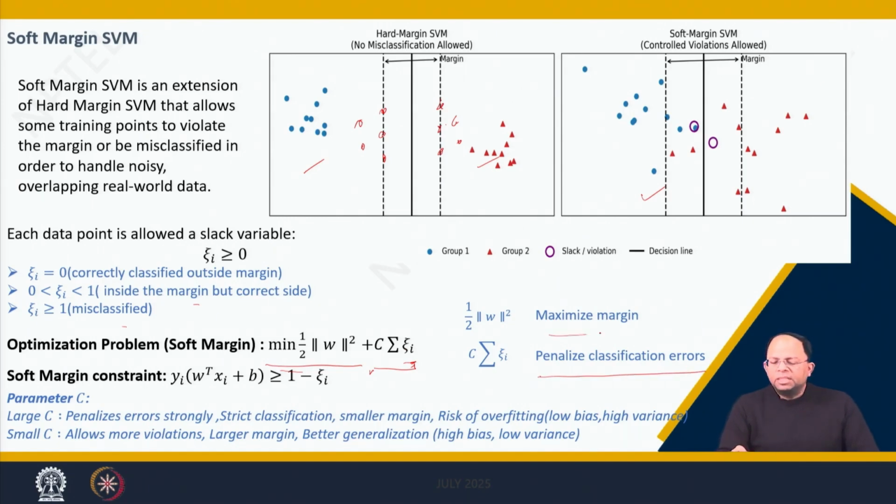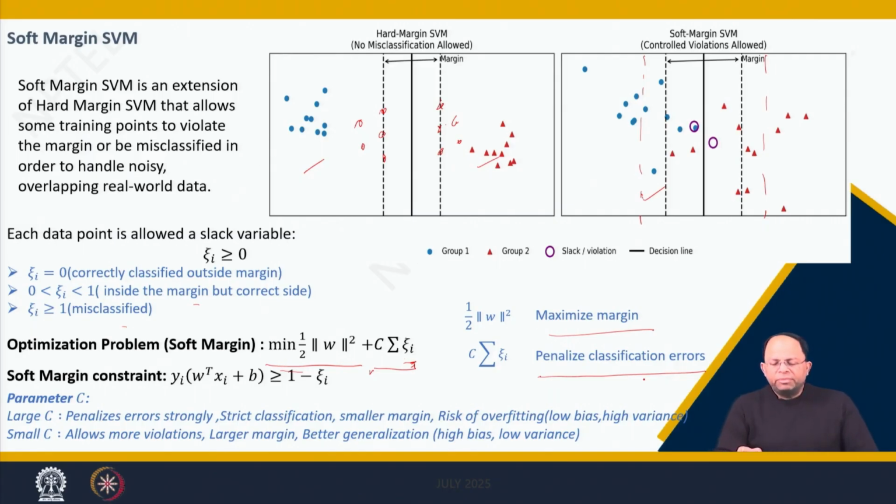Our goal is to maximize the margin, right? But we have to find the right balance between maximizing the margin and increasing the number of errors. Obviously, if I try to increase the margin further, the number of errors would be more. So I have to find the right balance between how wide the margin should be and how many misclassifications, or what kind of errors, I will allow.